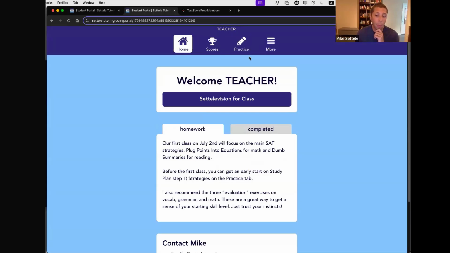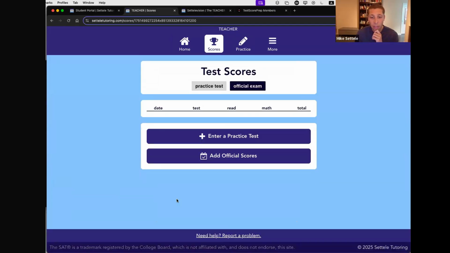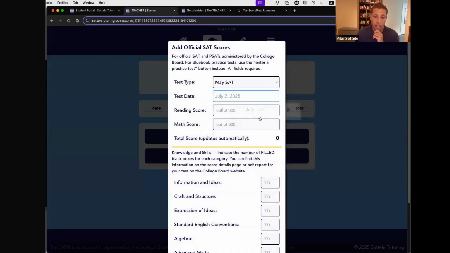The main buttons at the top are pretty much everything you'll need. Like I said, this is Satellovision for Class. That's getting you to the page here where you have the access to the question. And if you click the scores button, you will have the ability to enter scores that you get. So two kinds of scores: Blue Book practice test scores. These have, there's pretty clear instructions about how to enter those. And then official scores, which are much easier to enter. So you can just choose, okay, I took the May SAT.